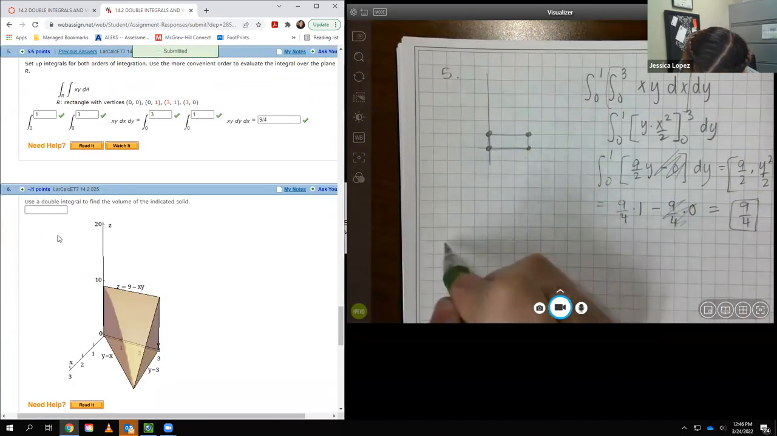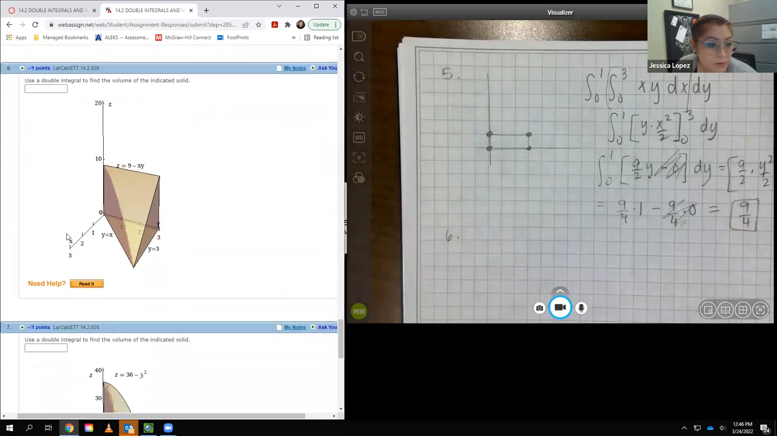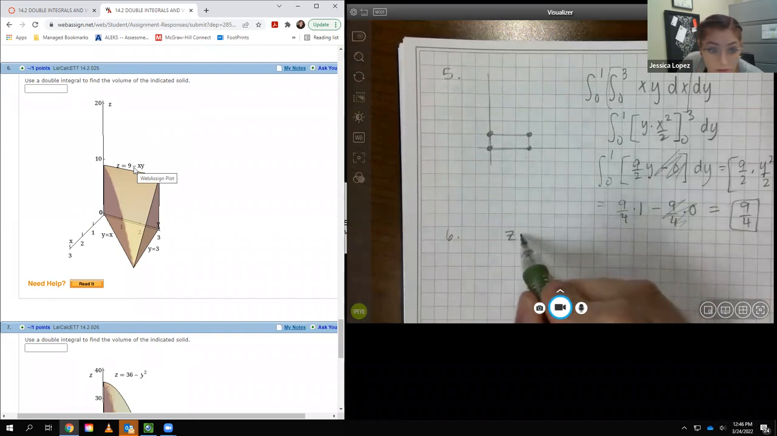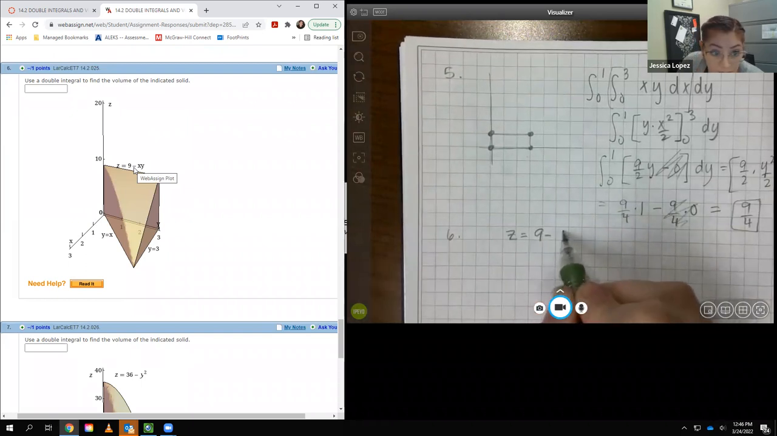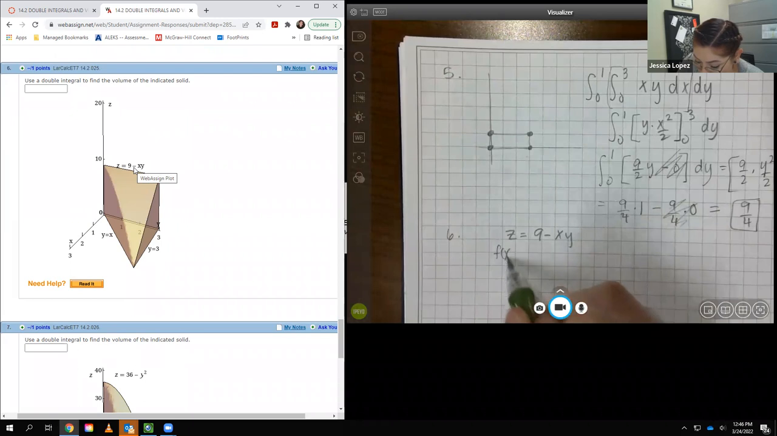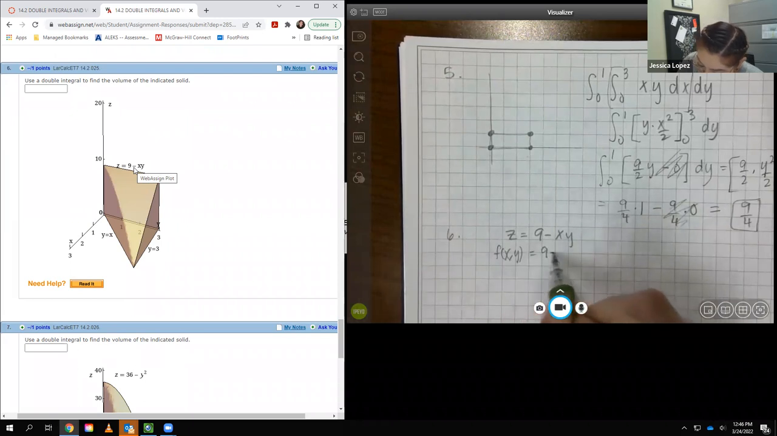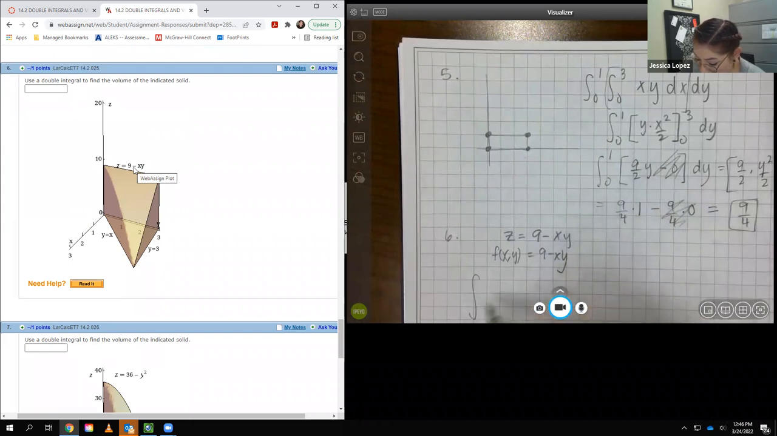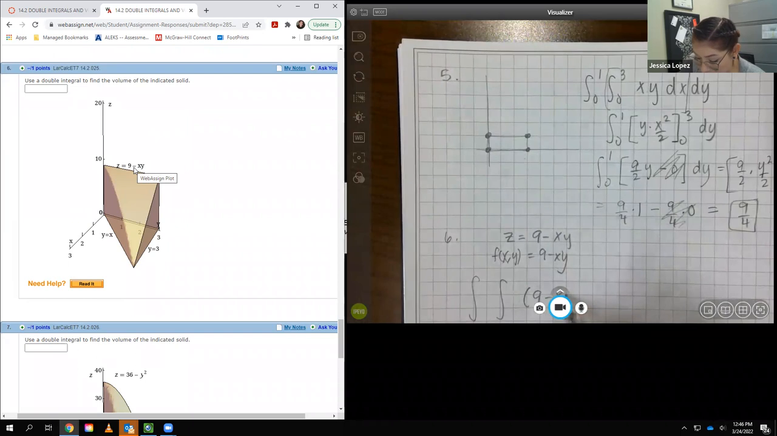Okay, now number 6. This says use a double integral to figure out what's going on. Okay. So you do see that your z is going from 0 to this. So that is going to be my z function, which is the same thing as your f of x, y. Okay. So that means I'm going to have my double integral, and then my function on the inside is going to be the 9 minus xy.